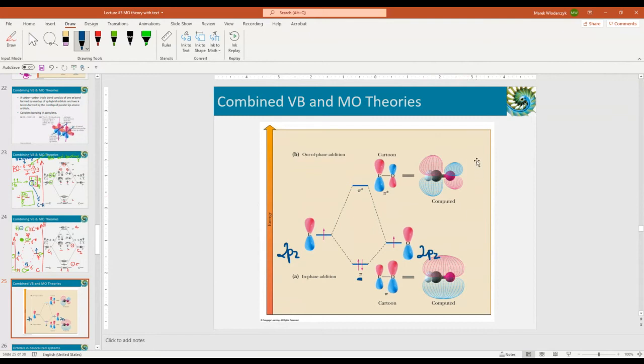Yes, Deborah? Why is this a p orbital as opposed to a sigma orbital? Because this is the part of the molecular diagram that shows you a pi bond. So it's up to you to choose which one you want to show. You can show all of them, or you can show just one.